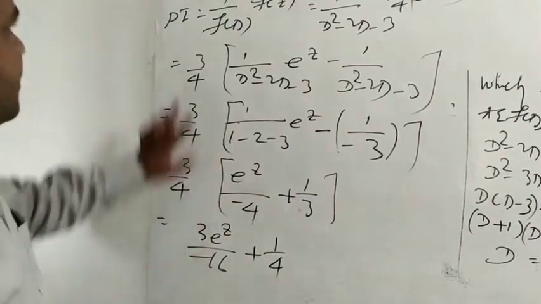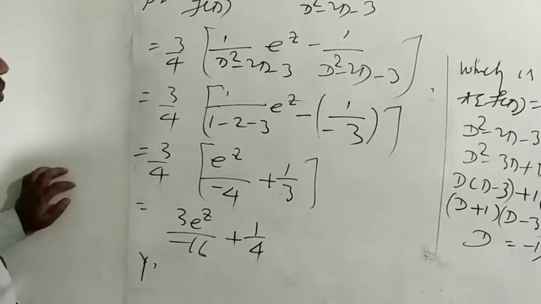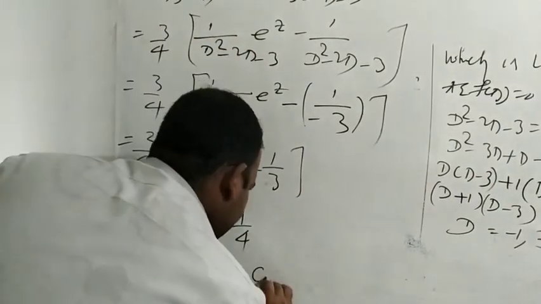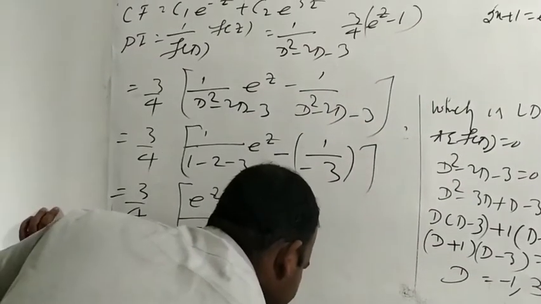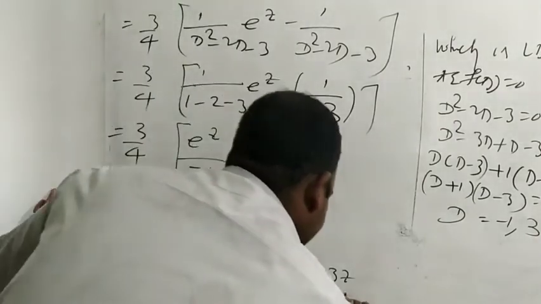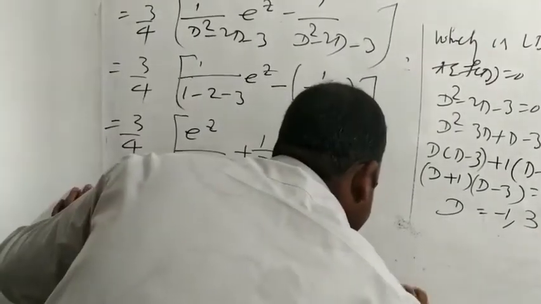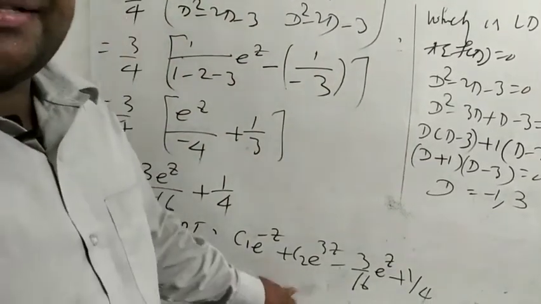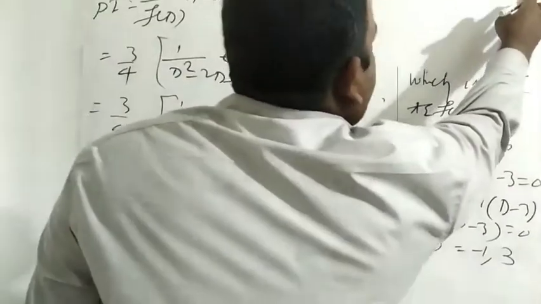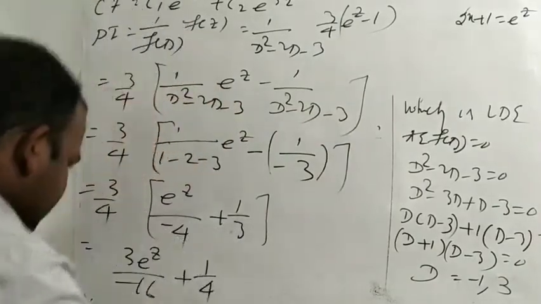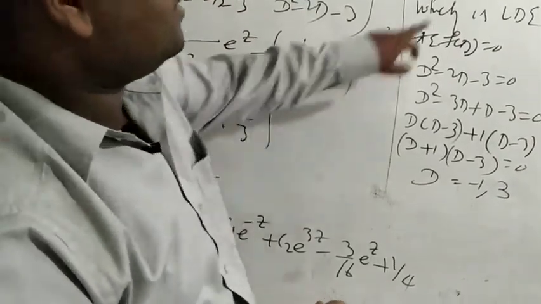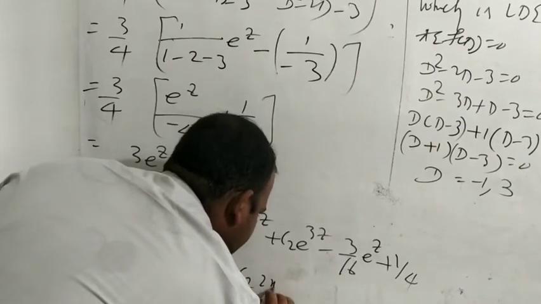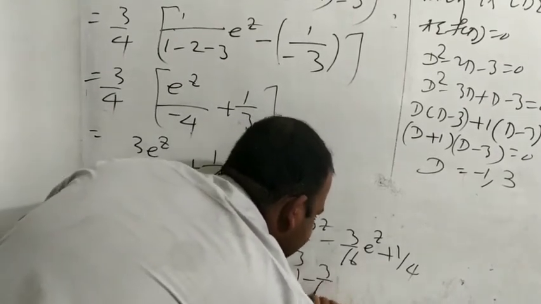So this is 3 e raised to z upon minus 16 plus 1 upon 4. Now you will replace, because what is the value of the total solution? Y equals CF plus PI. So what is the CF? C1 e raised to minus z plus C2 e raised to 3z minus 3 upon 16 e raised to z plus 1 by 4. Because the solution came in the form of z, that z you will convert in the form of x. So e raised to z equals 2x plus 1. So this is C1 e raised to minus z, meaning C1 (2x plus 1) raised to minus 1 plus C2 (2x plus 1) cube minus 3 by 16.